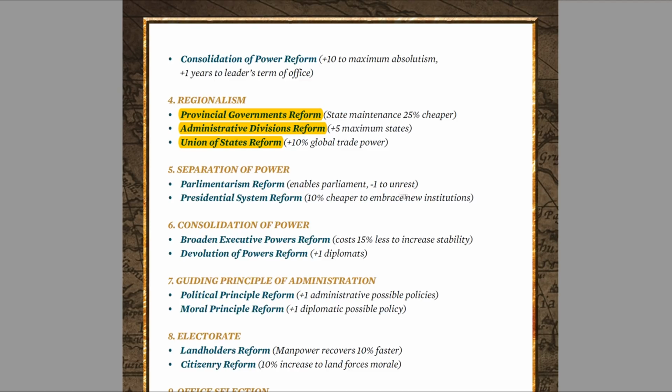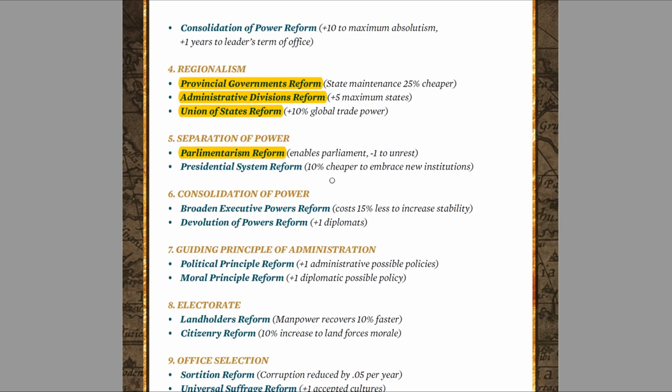Or 10% cheaper to embrace new institutions. This is okay, I guess. I don't think it's super strong. I might actually, again, go for parliaments just to check it out.